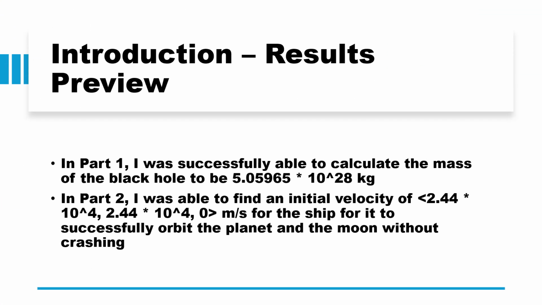Here is a brief preview of the results for both parts of the lab. In Part 1, I was successfully able to calculate the mass of the black hole to be 5.05965 times 10 to the 28th kilograms. In Part 2, I was able to find an initial velocity of 2.44 times 10 to the 4th, 2.44 times 10 to the 4th, 0 meters per second for the ship for it to successfully orbit the planet and the moon without crashing.